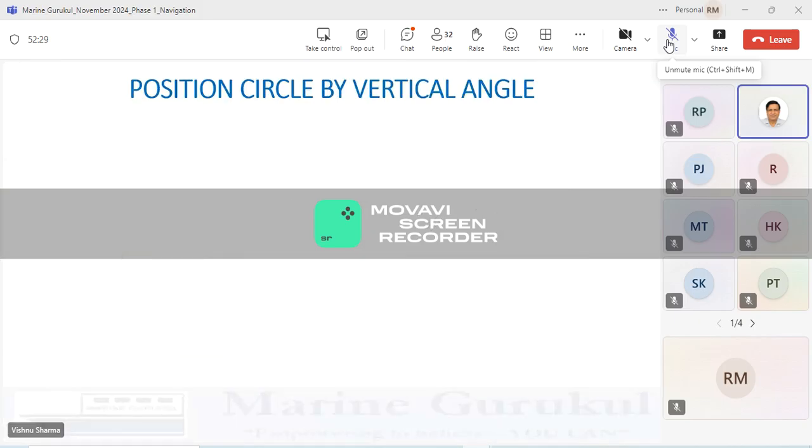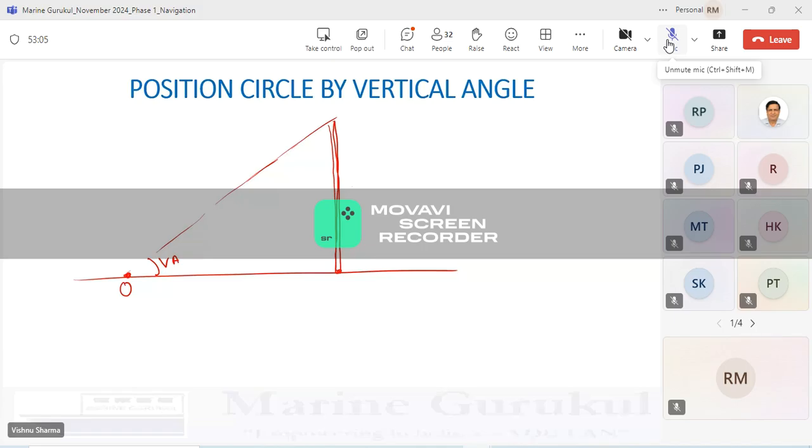Then position circle by vertical angle. Now, what is a vertical angle, guys? Let me first explain. I'll show the slides later on. If you have, let us say, a high object, a lighthouse or a tower or a radio mast, and you are an observer here at this point, then the angle subtended by the bottom and the top of this object is the vertical angle subtended by this object at O.